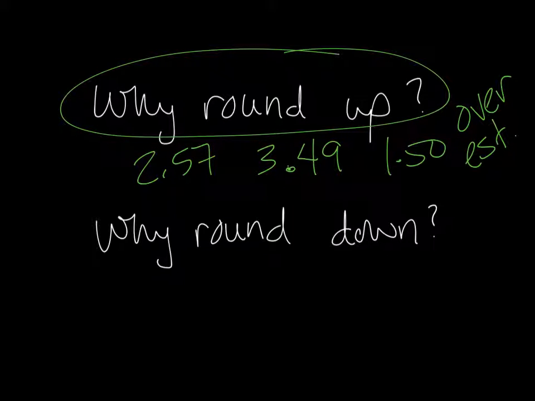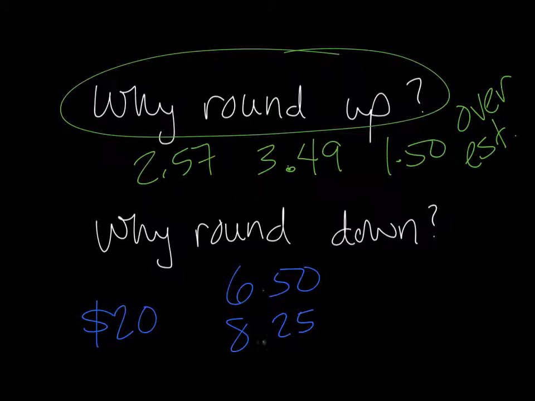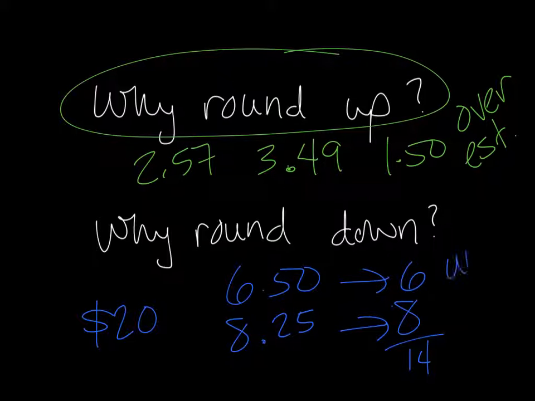So then the question is, why would you round down? At what point would you round down? Well, what if you're trying to figure out if you have enough money for something? Let's say you know something costs $20. Do you have enough? You start pooling your money, and you have $6.50 here and someone else has $8.25. You might say, well, this is $6, this is $8, so now I'm at $14, and you round down just to make sure you have enough money. So this would be an underestimate, but in a good way, so that you don't embarrass yourself by not having enough money. This is a very complicated topic if you think about it.